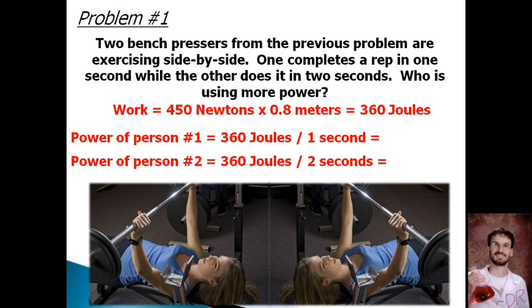If power is work divided by time, 360 joules is the same amount of work for both of them, but one of them is doing it in 1 second, the other one in 2 seconds. So person number 1 is using 360 watts of power, while person number 2 is employing 180 watts of power. Person number 1 would be twice as powerful as person number 2, even though they're accomplishing the same amount of work.